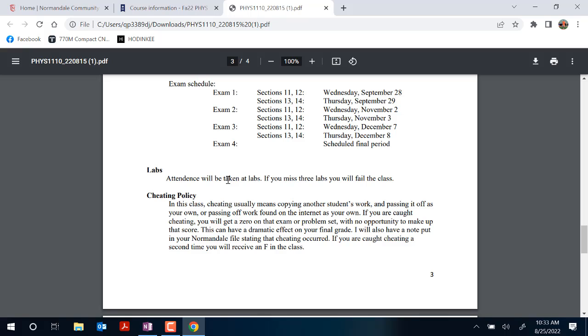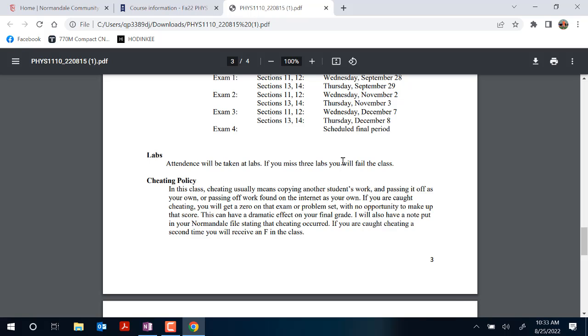But I will take attendance, and if you miss 3 labs without talking to me and making those labs up, you fail the class. So basically, you just have to go to all the labs, and you can miss 2, and that's fine, although you're still responsible for that material on the lab exams. And you can go to any one of the other 3 labs any week you want if you can't make it to yours.